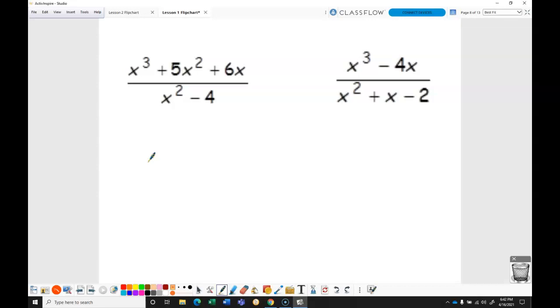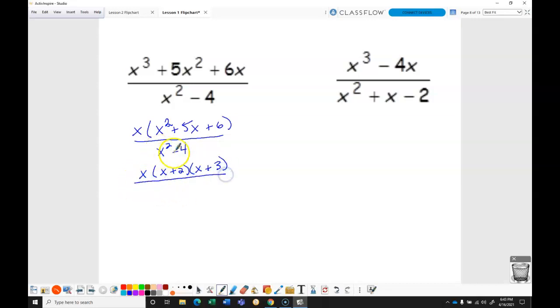All right. So now I'm going to do the solutions for you. The numerator has a common factor of x, which leaves me x squared plus 5x plus 6. No common factors in the bottom, so I'll just rewrite it. Then I have to factor this x squared plus 5x plus 6. I'm getting x plus 2 and x plus 3 when I do that.